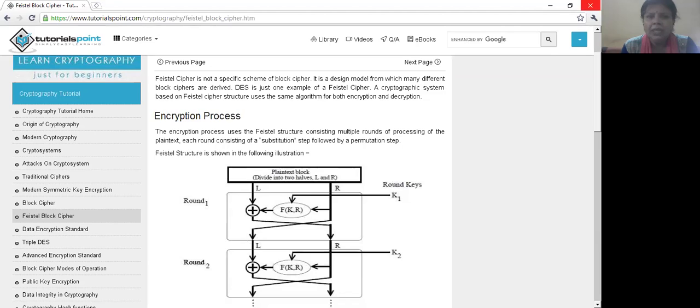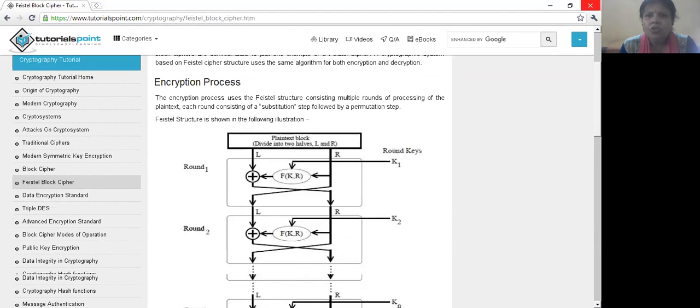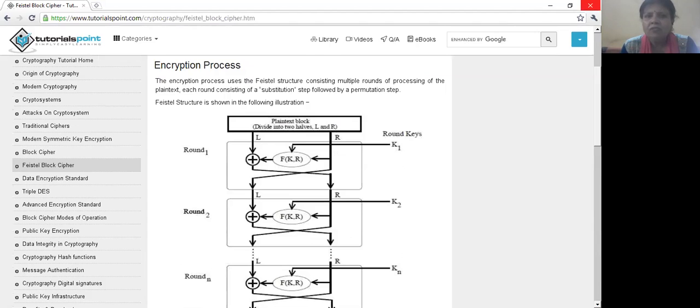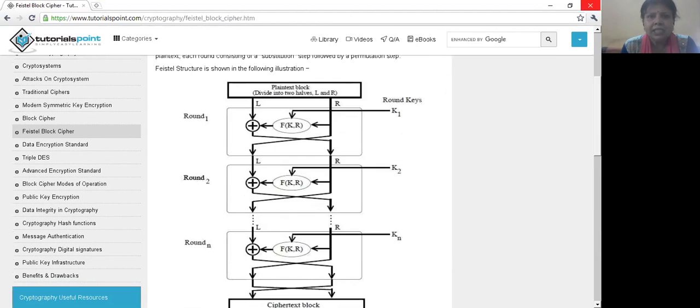Now, we'll see how the encryption process first takes place. In the Feistel cipher structure, the encryption process consists of multiple rounds of processing of the plain text, each round consisting of a substitution step followed by a permutation step. Now, in the Feistel structure, as you can see here, we have a plain text block.